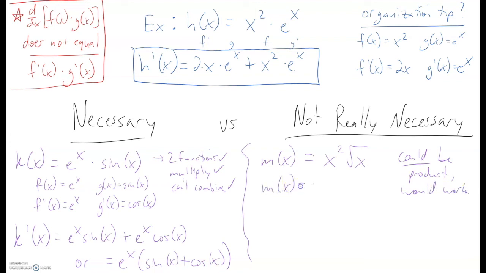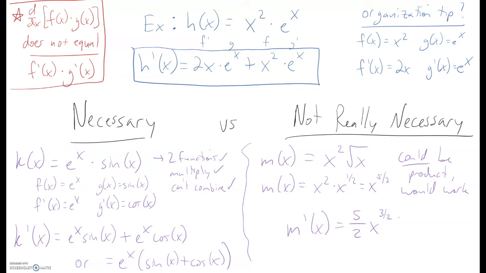If I instead read this as x squared times x to the 1/2 power, I could use exponent laws and say that this is really overall equivalent to x to the 5 halves, which means I can just use power rule to differentiate this, and m prime of x would equal 5 halves x to the 3 halves. If you did product rule and simplified everything down, you could get this same exact expression. It would just take more steps and leave you with more room for errors.